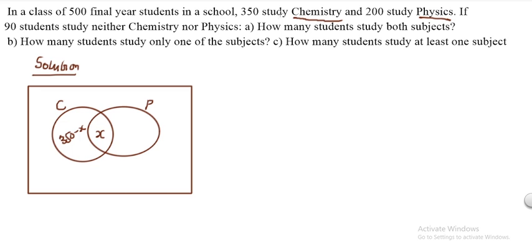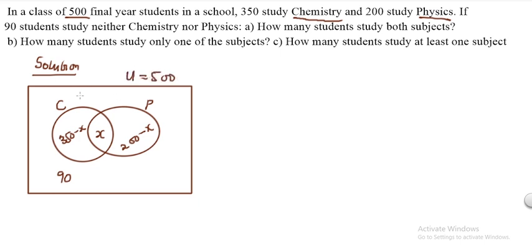We are then told that 200 students study physics. So the number of people that study physics only will be here. So we subtract it from the number of people that study both. That means we have 200 minus x. We're then told that 90 students study neither chemistry nor physics. So I'll come here and write 90. And then for our last piece of information, we are told that 500 students are in final year. So that means our universal set here is 500.